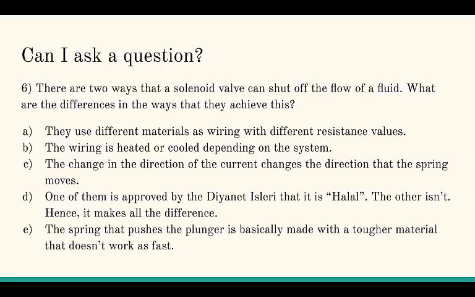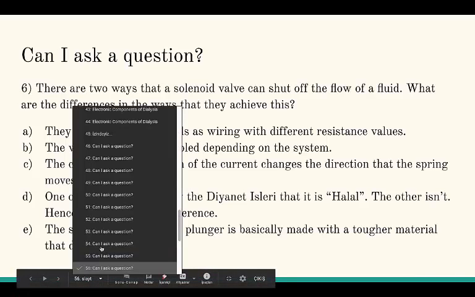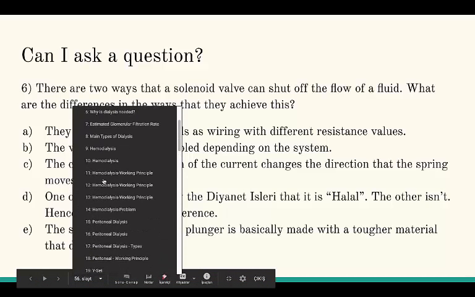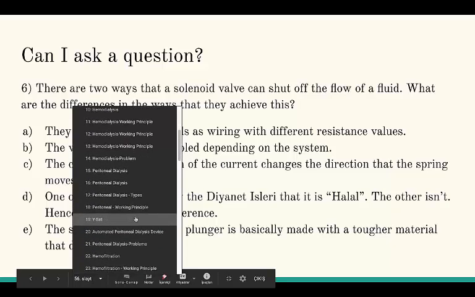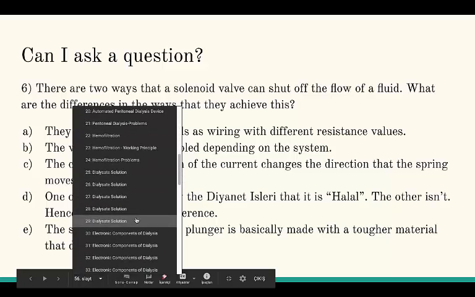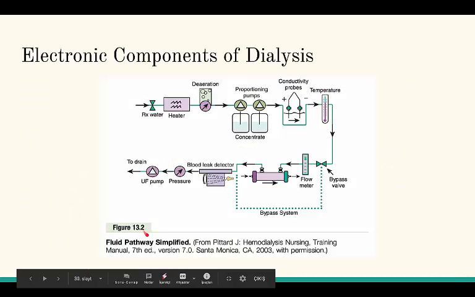The change in the direction of the current changes the direction that the spring moves. As you remember, in the solenoid valve systems, we would have a spring and we would have a plunger that surrounds the spring. In the example that I gave, I'm going to go back to that slide, and maybe it would help us understand the situation better.